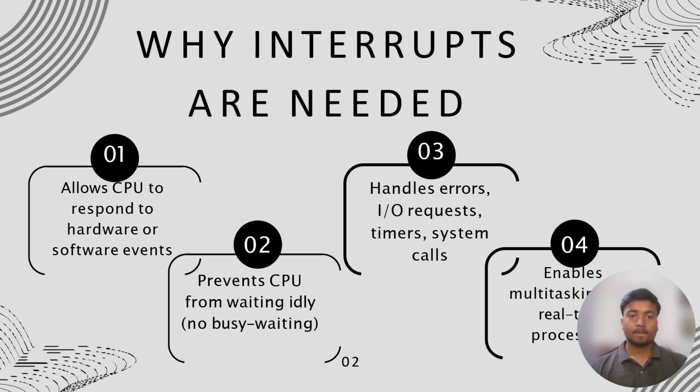Next, why are interrupts needed? First, it allows the CPU to respond to hardware or software events. Second, it prevents the CPU from waiting idly, which means no busy waiting. Third, it handles errors, input output requests, timers, and system calls. Fourth, it enables multitasking and real-time processing.